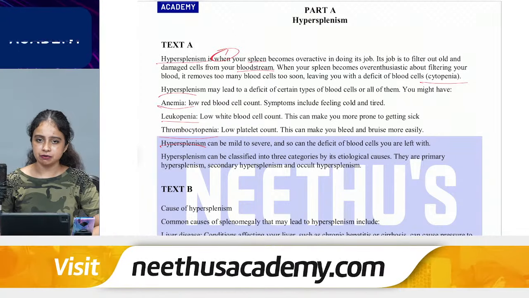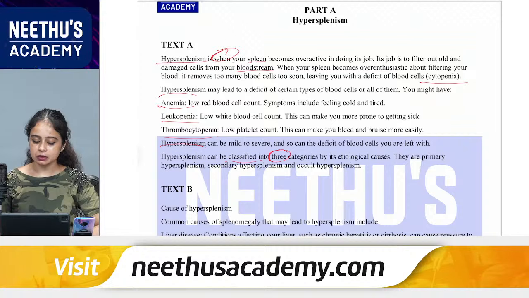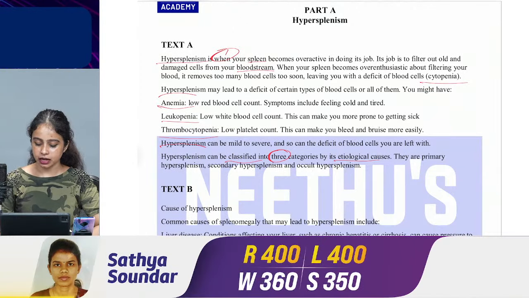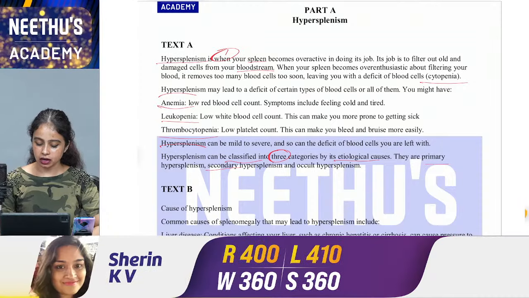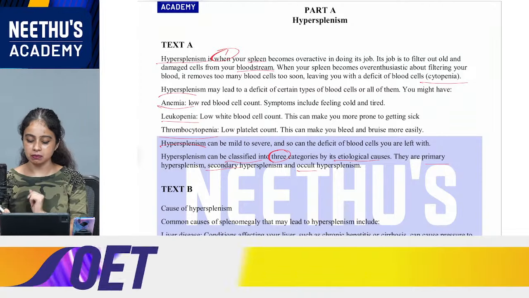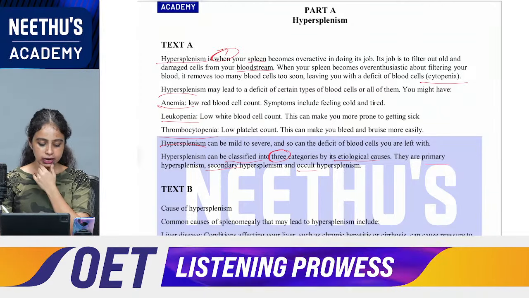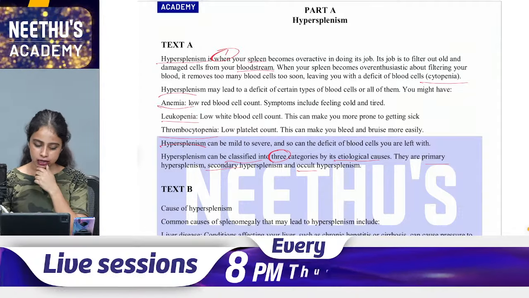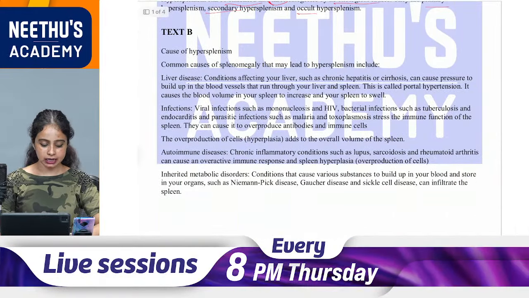Hypersplenism can be classified into three categories by its etiological causes. They are primary hypersplenism, secondary, and occult. So that is the third one. Okay, so these are my keywords from text A. So what about you guys? Okay, Kirtu, cytopenia. Then anything else? Any other words? Okay, so now moving to the second text.